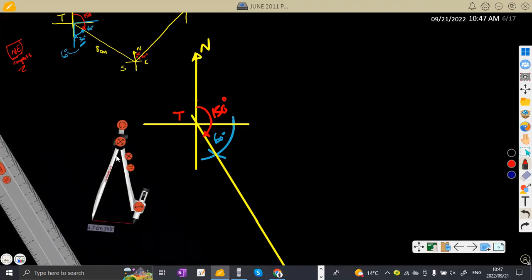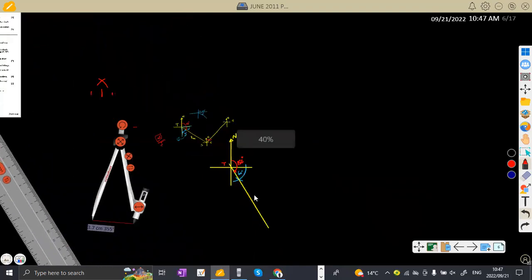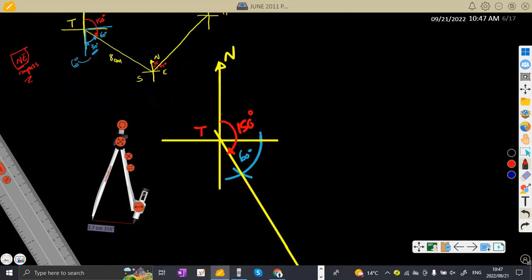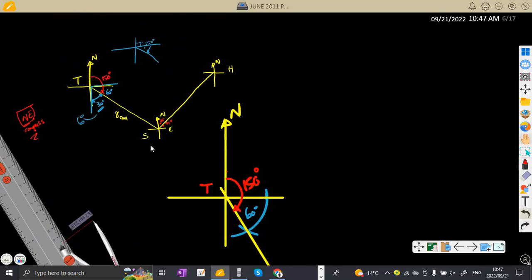Okay, then from there, we are given that from this part, which is our T, up to S, it's 8 centimeters.